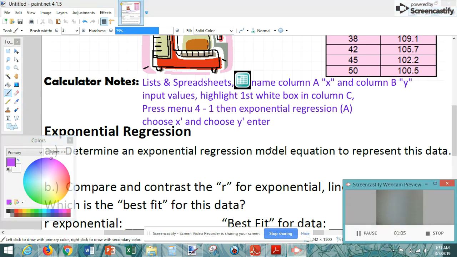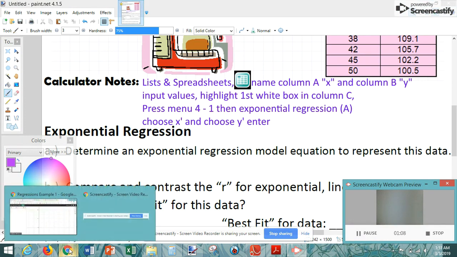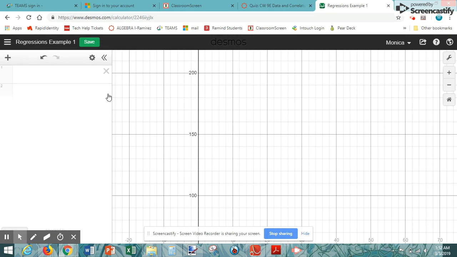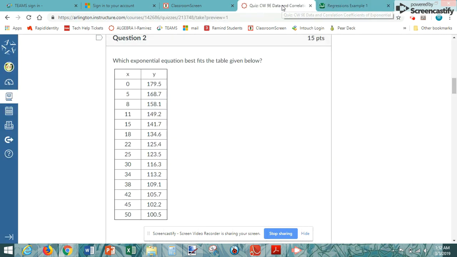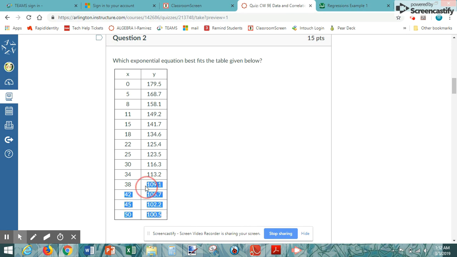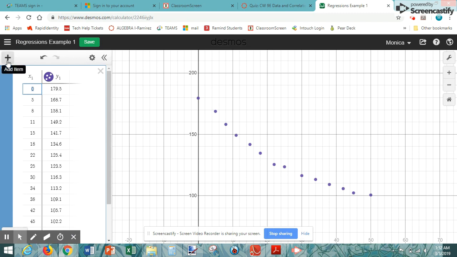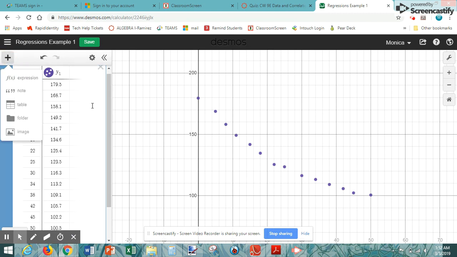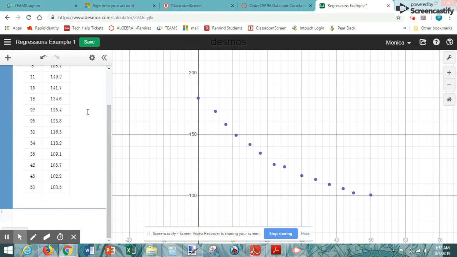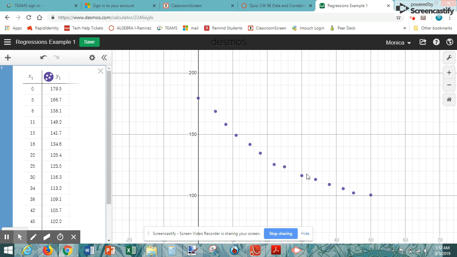So to do this first, I'll show you the Desmos.com way. So we go to Desmos.com, go to Start Graphing. If you have your table of values already on the computer in a spreadsheet sort of way, you could just copy them and paste them in. If not, you'll put the plus sign and go to Add Table, and you would type in each one separately. From here, we have all of our points in the scatter plot. Notice it's a negative correlation right here.